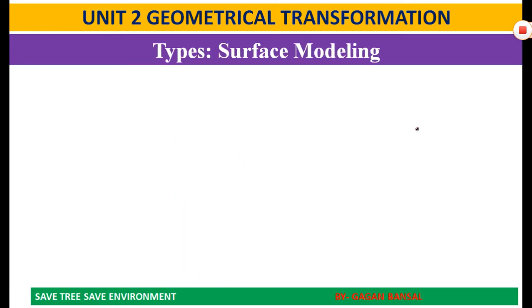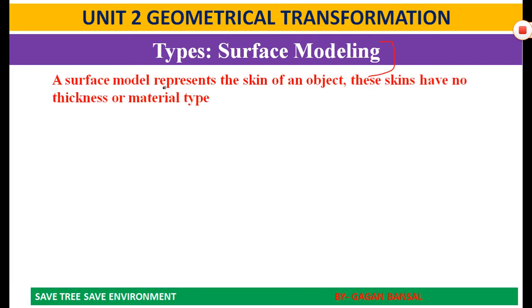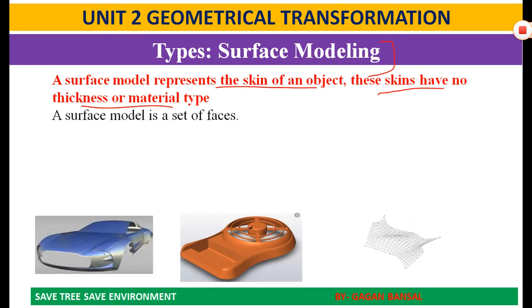Next is surface modeling. A surface model represents the skin of an object. This skin has no thickness or material type. So it is different from the wireframe model. The wireframe model is in the form of a stick or wires or a line, whereas in surface modeling it behaves like the skin of an object. These are some of the figures that I have shown to represent the surface modeling.